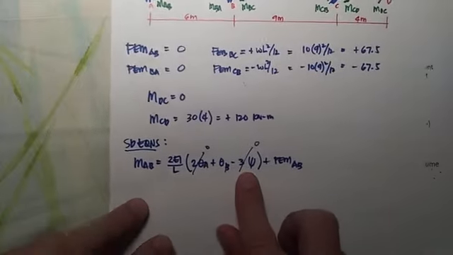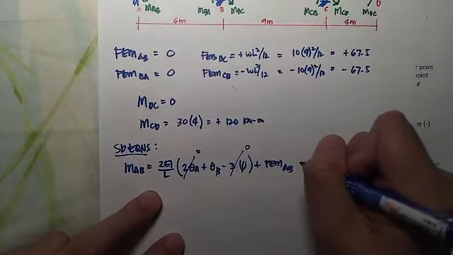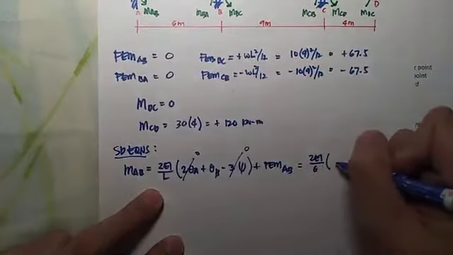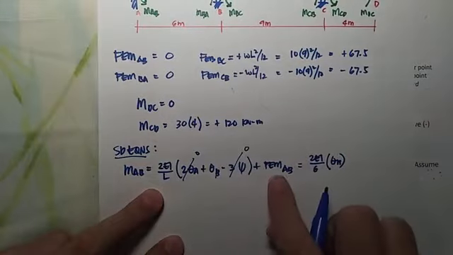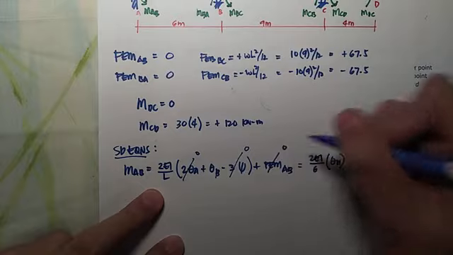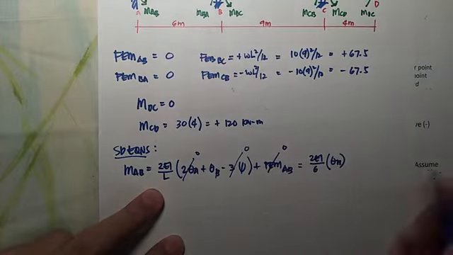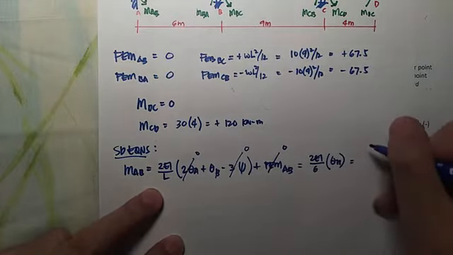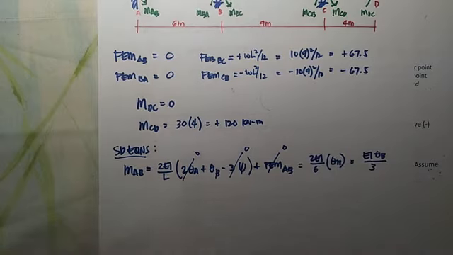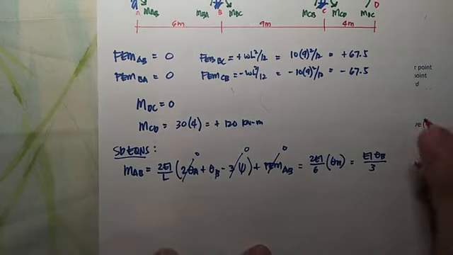Substituting values, this becomes 2EI over L, where L is 6 meters, times theta B. Then the FEM for AB is 0. So this becomes EI theta B equals 3. So that is our first equation.